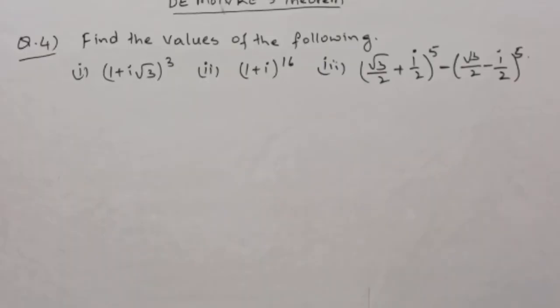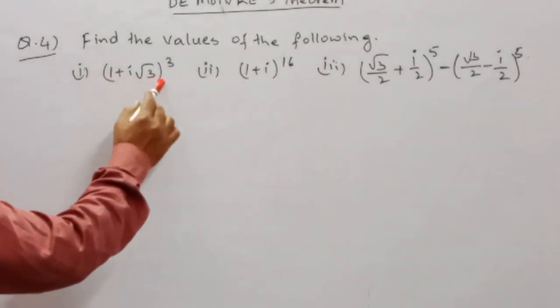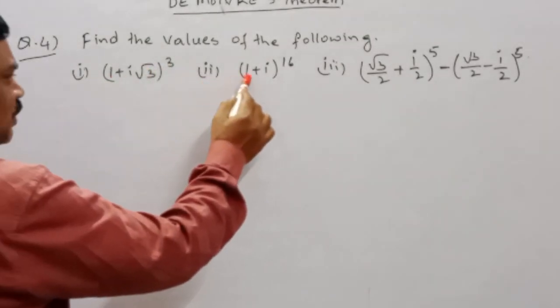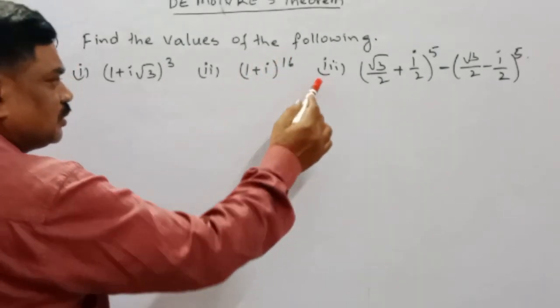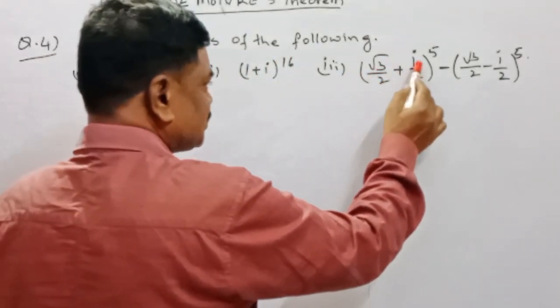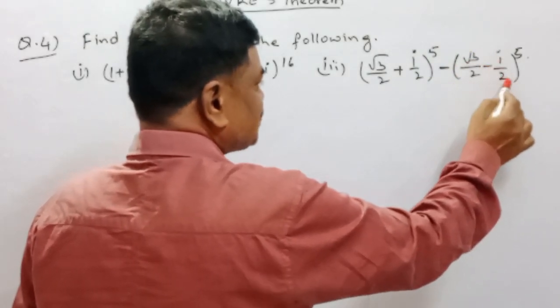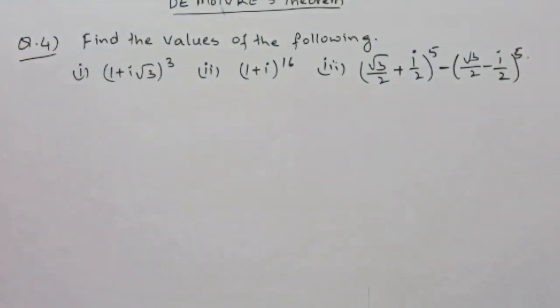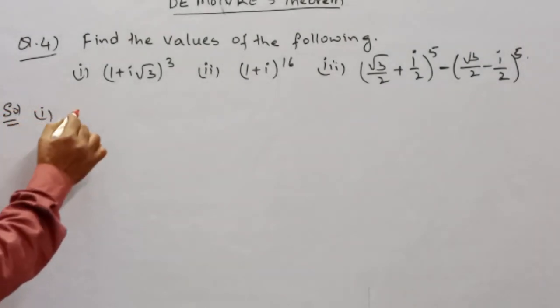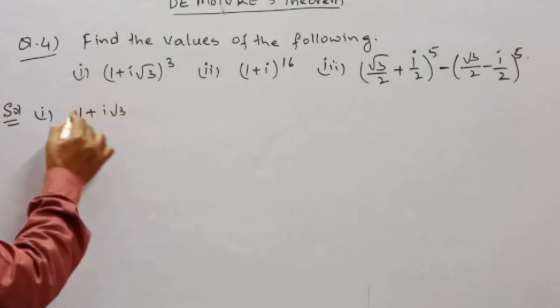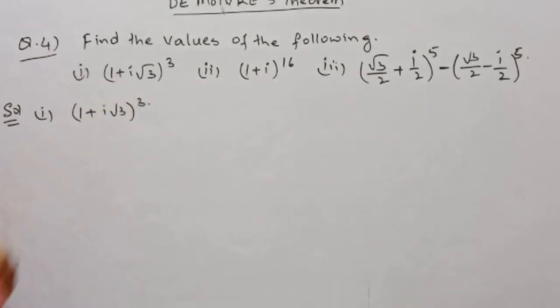Here we have question number 4. Find the values of the following. First one, (1 plus i root 3) whole cube. Second one, (1 plus i) whole power 16. Third one, (root 3 by 2 plus i by 2) whole power 5 minus (root 3 by 2 minus i by 2) whole power 5. So, first one: (1 plus i root 3) whole power 3.